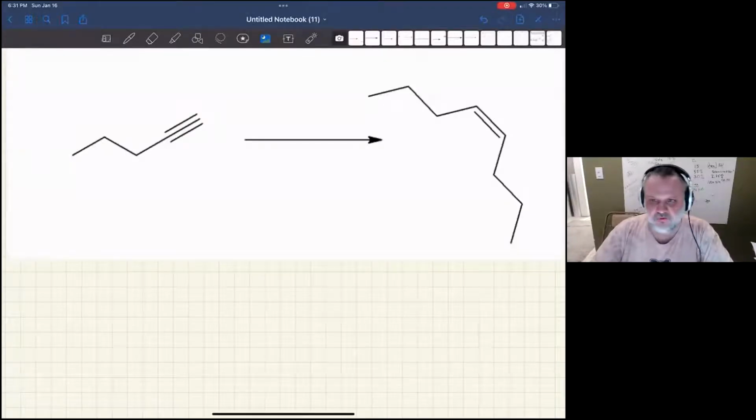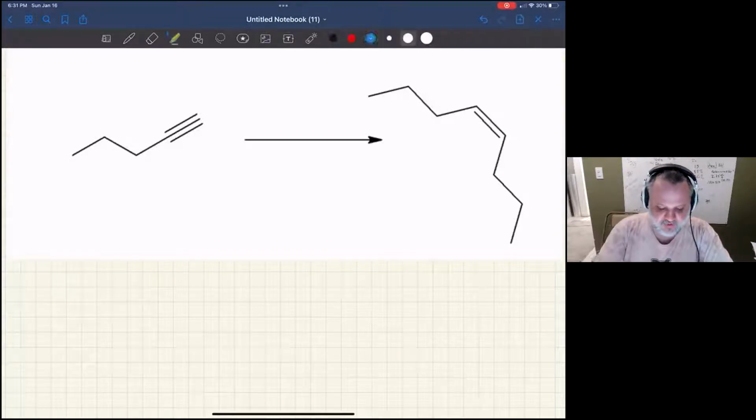Okay, here's another one that should be pretty straightforward. I think we're going to start with the reactant. I mean, it should be pretty obvious. 2, 3, 4, 5. 1, 2, 3, 4, 5, 6, 7, 8. We're going to have 8 carbons versus 5 carbons, so we need to add 3.